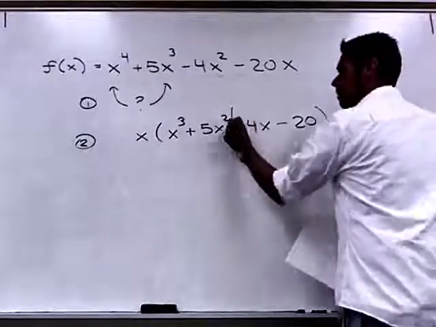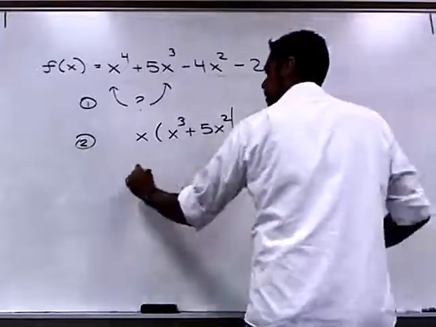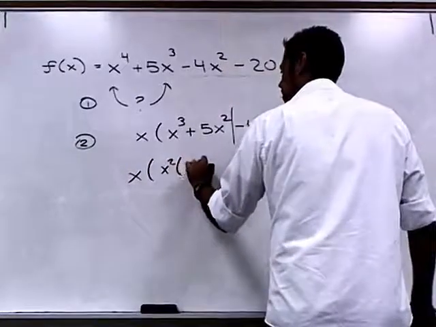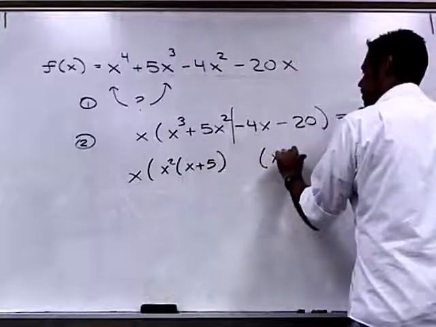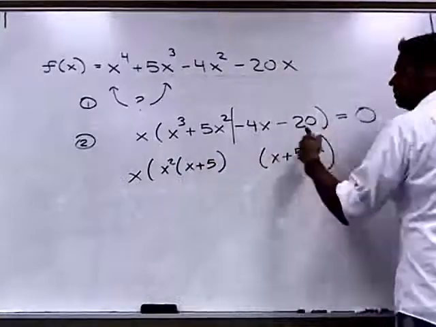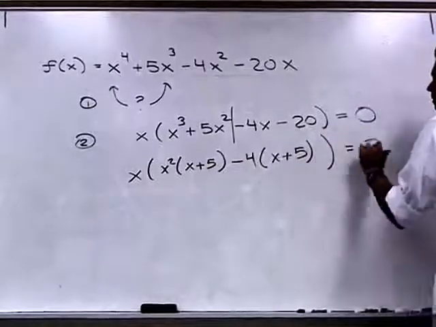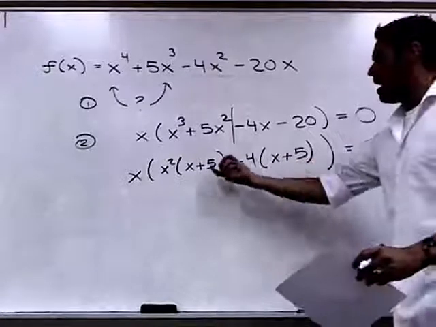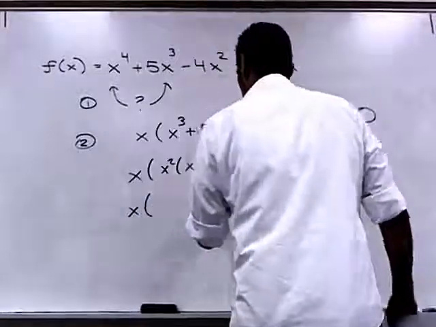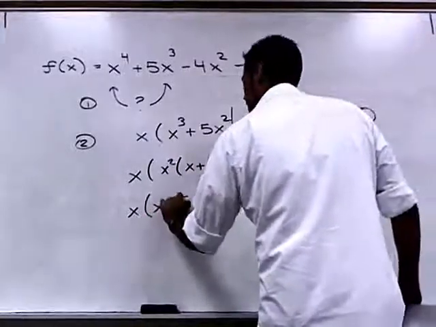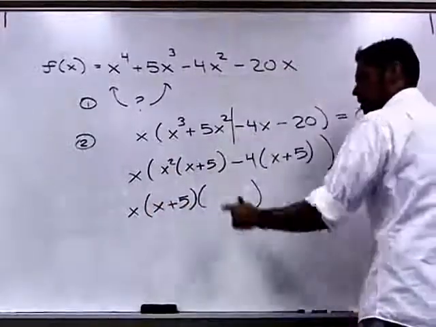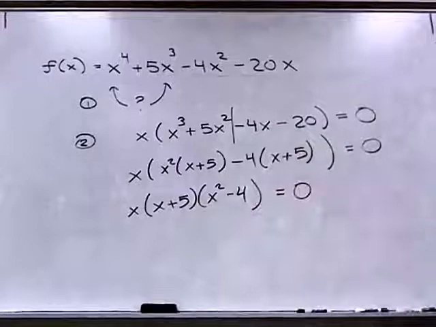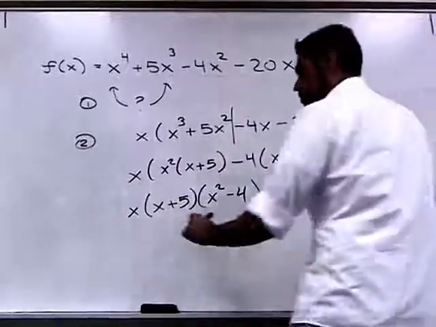I could do that right there. What can I factor out of the first 2 here? X squared. What's left? X plus 5. And then this one has to be X plus 5 also. So what do I factor out of that one? Negative 4. Right? Then, since these match, I can write my X out here. Then I can write whatever matched. And then next to it, what? X squared minus 4. And all that equals 0, but that's a difference of squares. X squared minus 4 is X plus 2 times X minus 2.